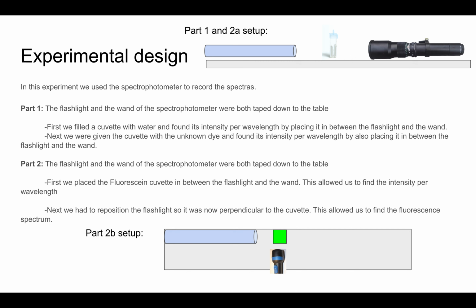For the second part, the flashlight and the wand of the spectrophotometer were both taped down to the table. First, we placed the fluorescein cuvette in between the flashlight and the wand. This allowed us to find the intensity per wavelength. Next, we had to reposition the flashlight so it is now perpendicular to the cuvette. This allowed us to find the fluorescence spectrum.